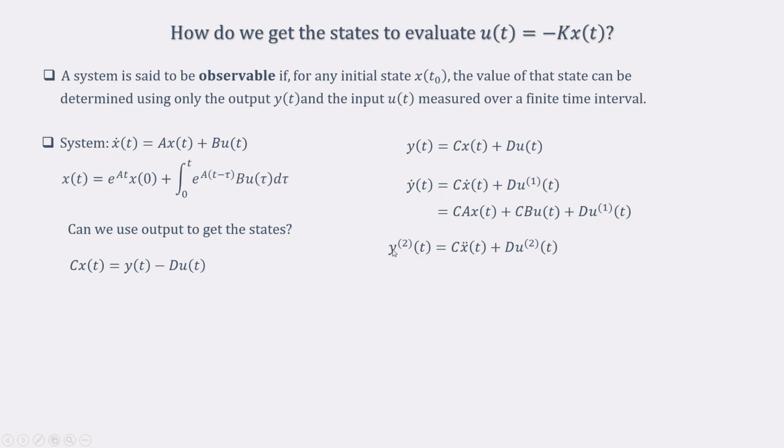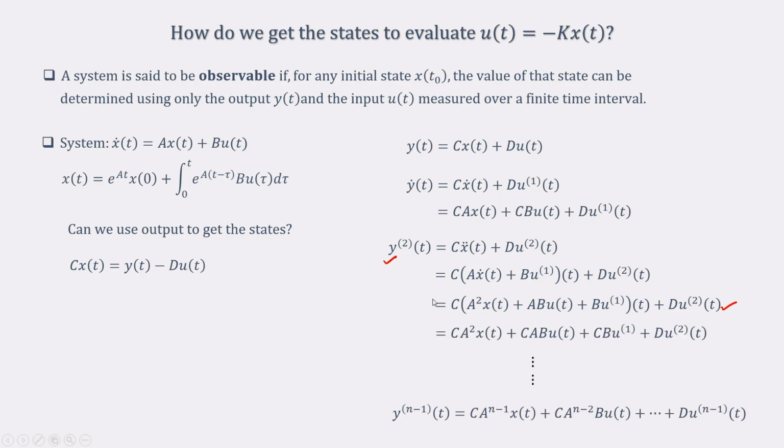Similarly, if I go for y double dot, it becomes c x double dot plus d u double dot. X double dot can be written as c a x dot plus b u dot, again plus d u double dot. Again x dot can be replaced by ax plus bu. So, I can keep on going, and this is the equation I get for y double dot. If I keep on doing this, I will recursively get these equations.